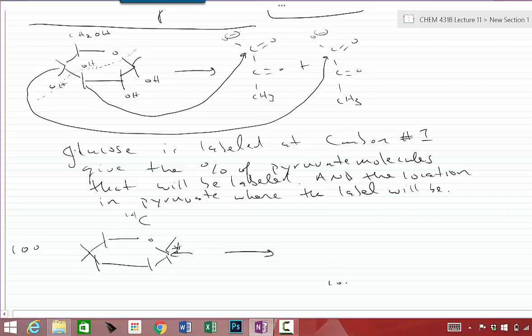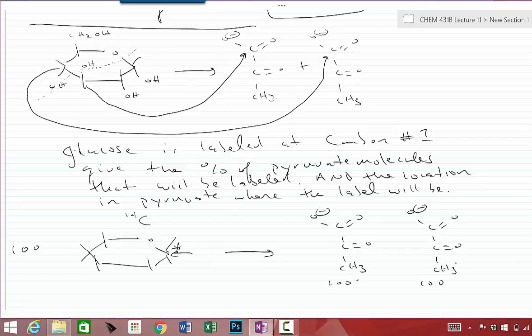Okay, and let's say I had 100 molecules of glucose. They're going to make 100 molecules of pyruvate. Actually, it's going to be 200 molecules of pyruvate, but I'm going to break it up into two 100 sections. So here's 100 molecules of pyruvate. Here's another 100 molecules of pyruvate. Because you know that for every glucose, you make 2 pyruvates. And so the question that I'm going to pose to you is, which numbered carbon in pyruvate is radiolabeled?